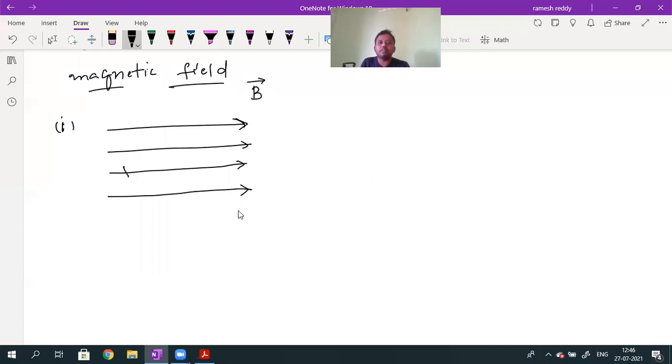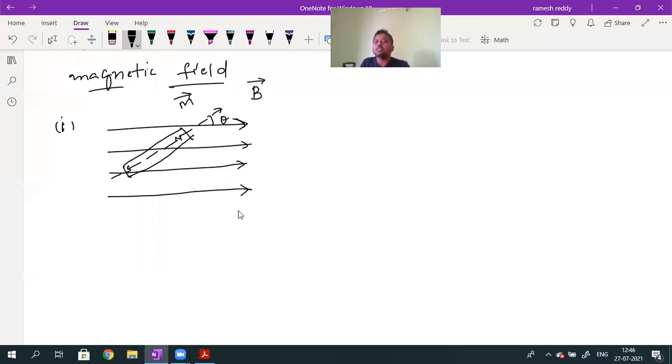In this external uniform magnetic field, let me consider one bar magnet. Let me call this end the south pole and this the north pole. The magnetic moment direction is from the south pole to the north pole, and this is the direction of M bar. Now the bar magnet is placed in the uniform magnetic field such that the angle between M bar and B bar is theta.